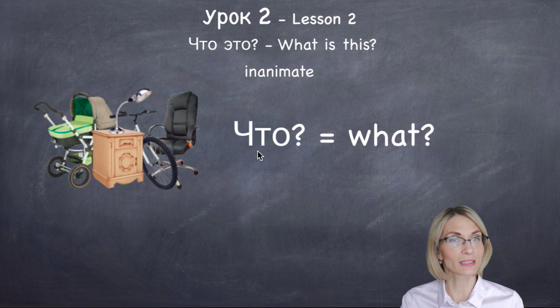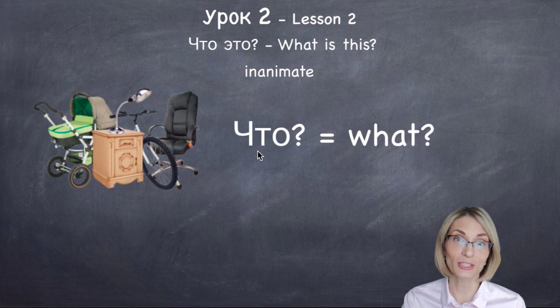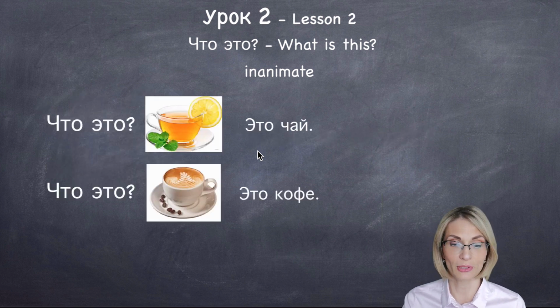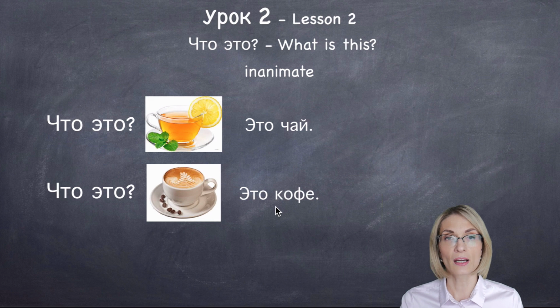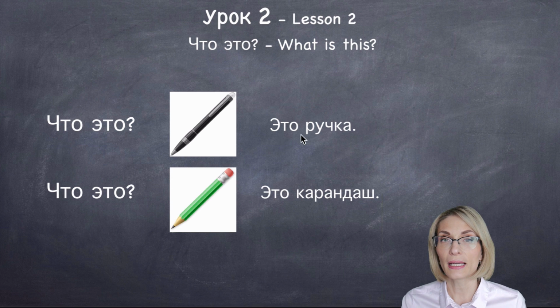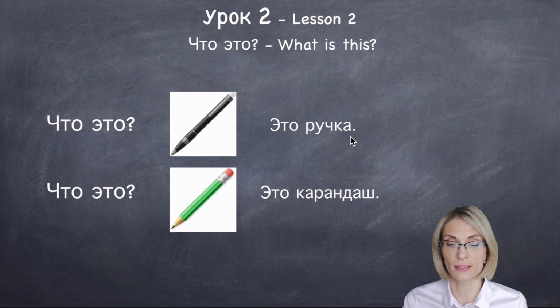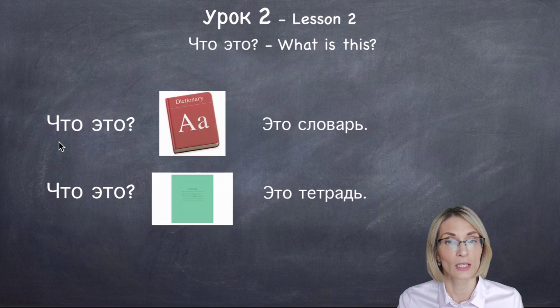Okay, so let's just have lots of examples. And while I'm saying my sentences, make sure you repeat after me to practice your vocabulary. Notice my intonation. Что это? Это чай. Что это? Это кофе. Что это? Это ручка. Что это? Это карандаш.